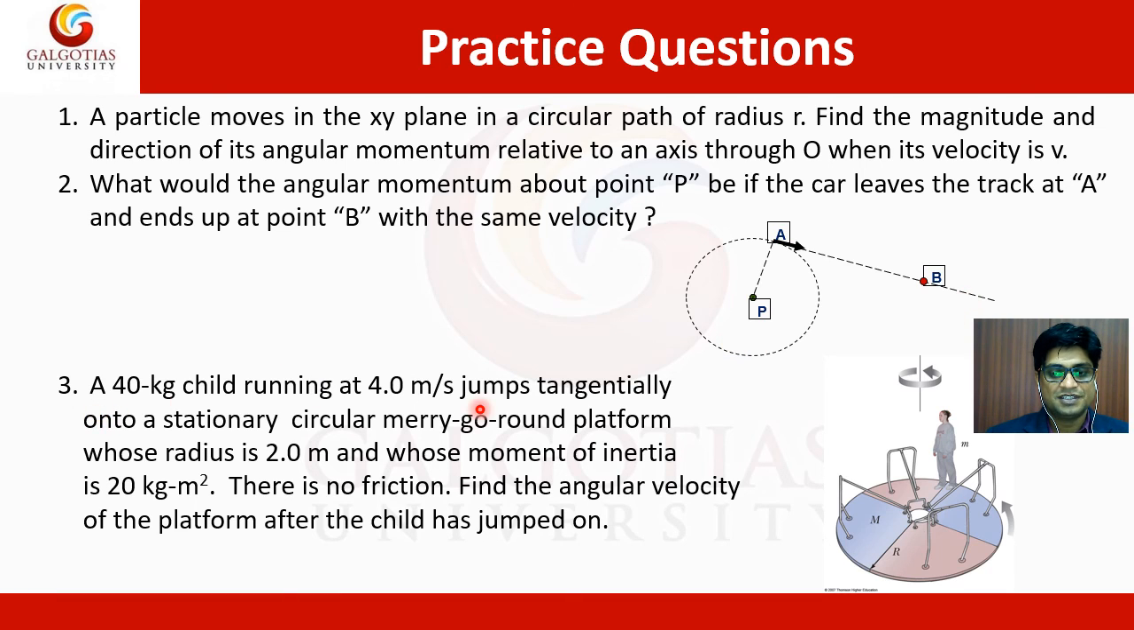And the last one: a 40-kilogram child running at 4 meters per second jumps tangentially onto a stationary circular merry-go-round platform whose radius is 2 meters and whose moment of inertia is 20 kilogram meter square. Consider there is no friction. Find the angular velocity of the platform after the child has jumped on. You can also solve this if you have gone through this lecture.